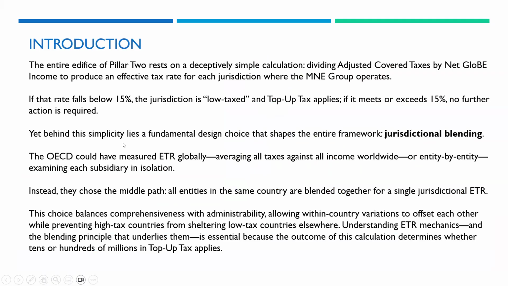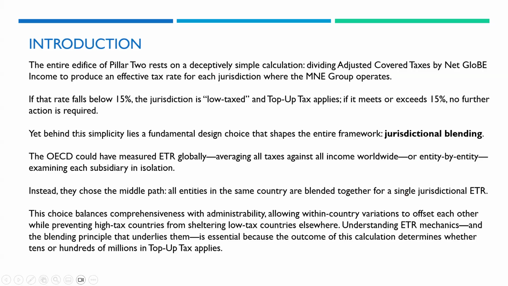So the entire edifice of Pillar Two rests on a deceptively simple calculation: dividing adjusted covered taxes by net global income to produce an effective tax rate for each jurisdiction where the MNE group operates. If the rate falls below 15%, the jurisdiction is low tax and top-up tax applies. If it meets or exceeds 15%, no further action is required. Yet behind the simplicity lies a fundamental design choice that shapes the entire framework, and that is jurisdictional blending.